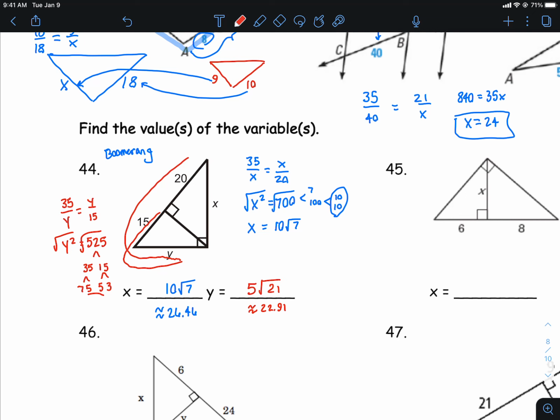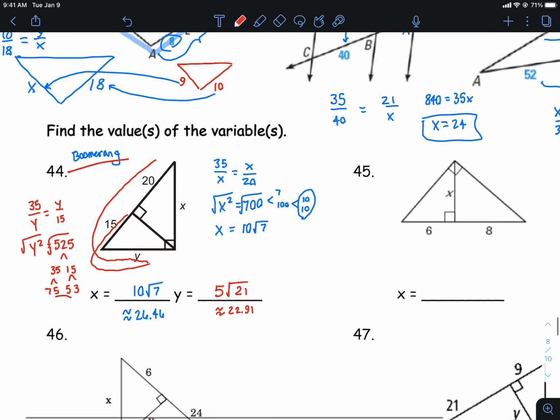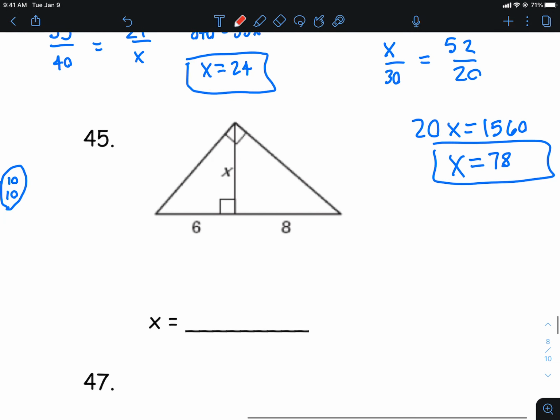Okay, so that's a boomerang. That's on both of those there when you're finding those outside legs there. On number 45 here, when you're finding the altitude of the right triangle right here, this uses another little technique here. I call it heartbeat.